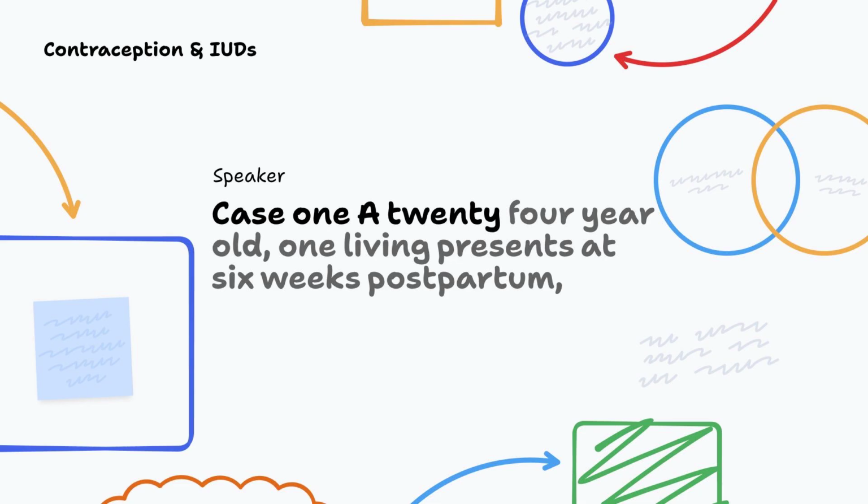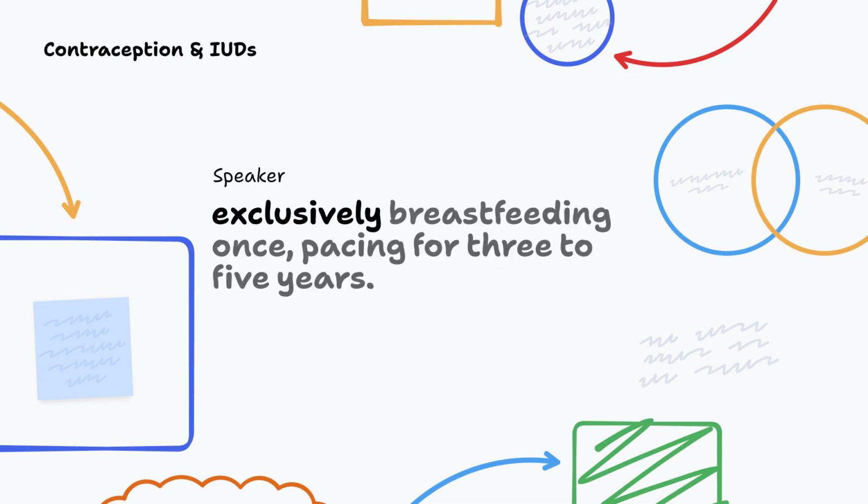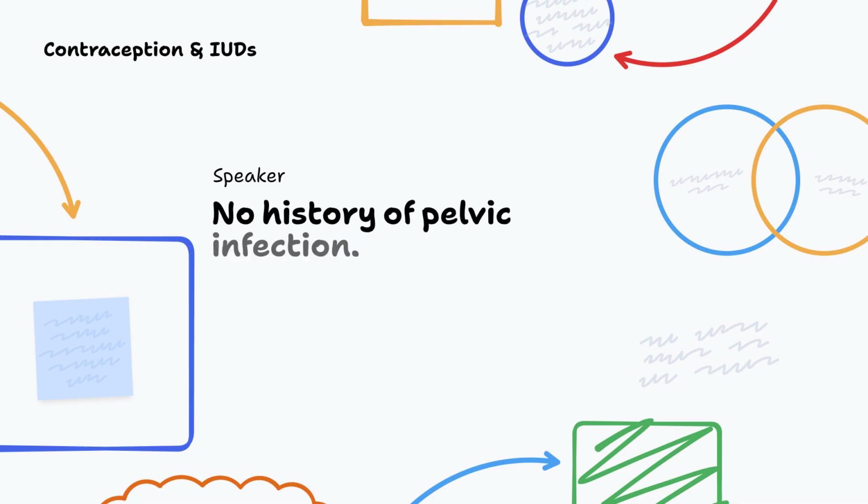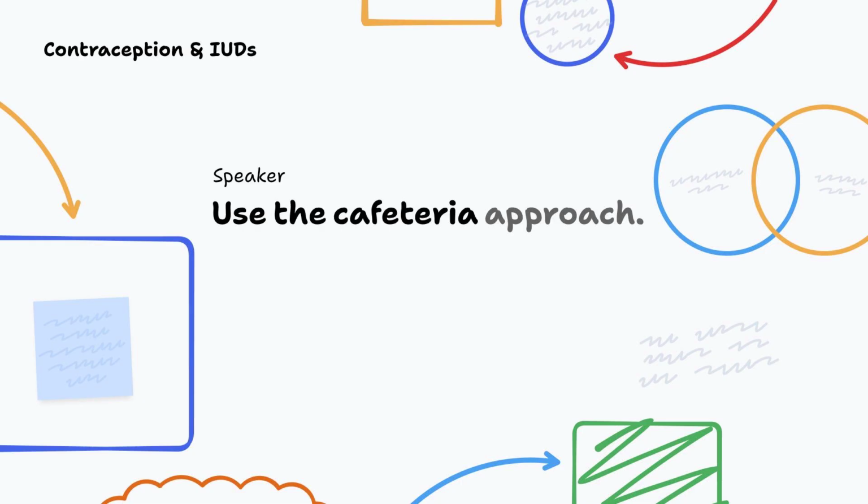Case 1. A 24-year-old, one living child, presents at 6 weeks postpartum, exclusively breastfeeding, wants spacing for 3 to 5 years, no history of pelvic infection. What would you offer? Use the cafeteria approach.